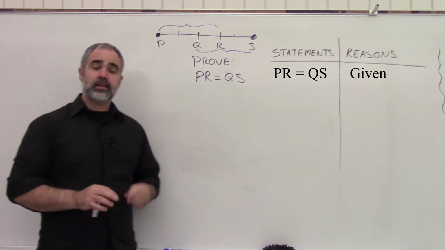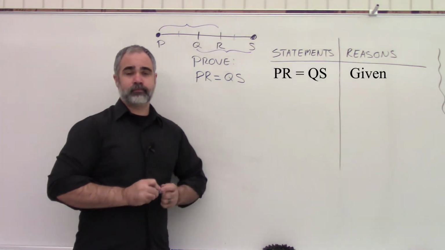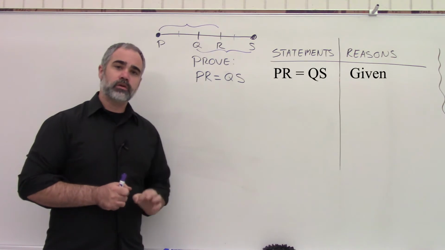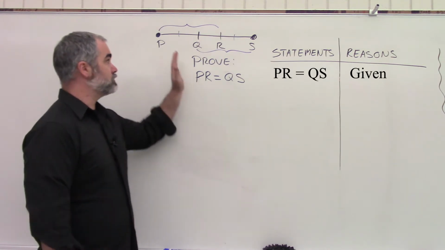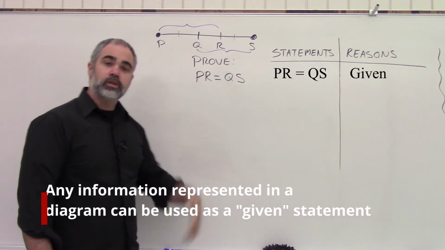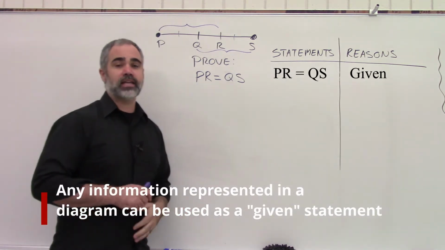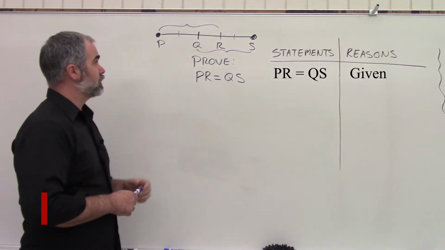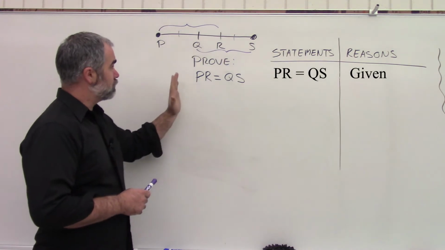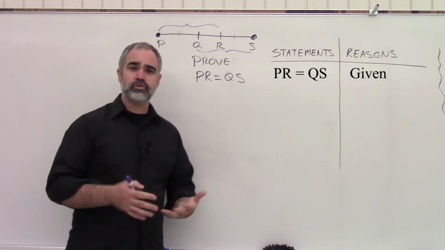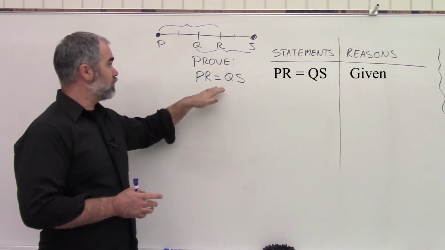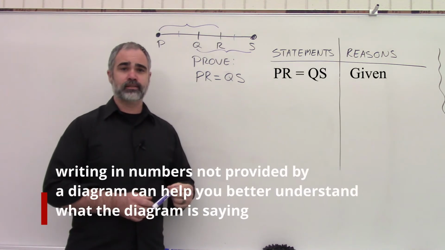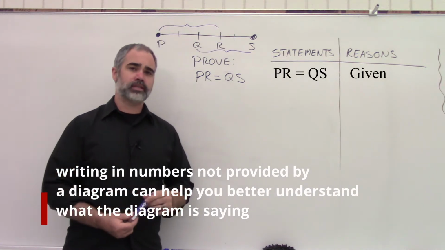And my justification, as you can see, is given. It wasn't given in words, but it was given in the diagram. So if you see something in a diagram that's told to you, you can use the word given as another justification. So let's think about how we can actually break this down. What's our strategy? We know where we're supposed to go, but we don't know how to get there yet. So let's see if we can mentally figure that out together.